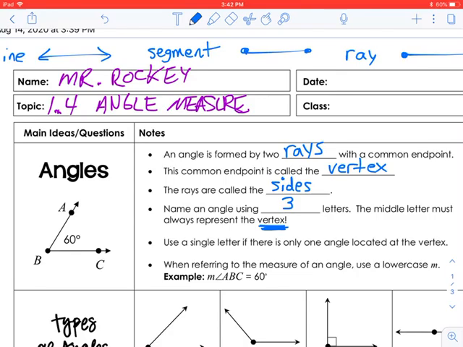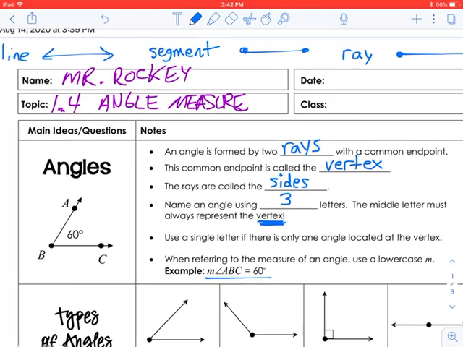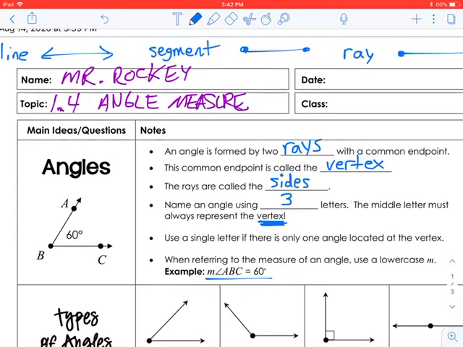When referring to the measure of an angle, we use a lowercase m, which represents measure. So the measure of angle ABC is 60 degrees.